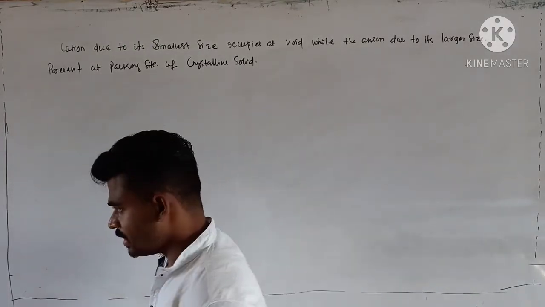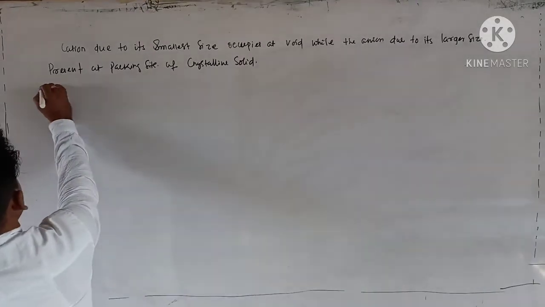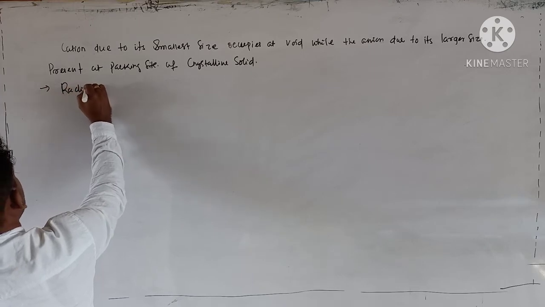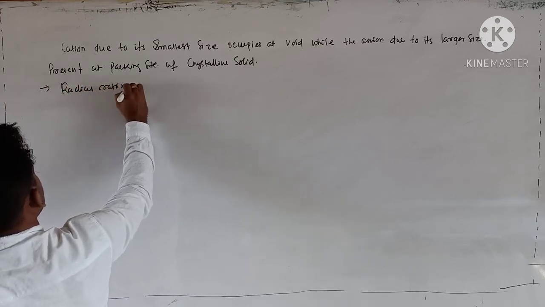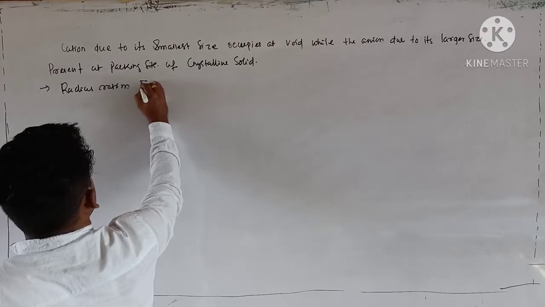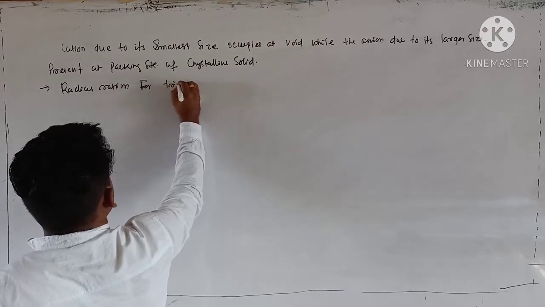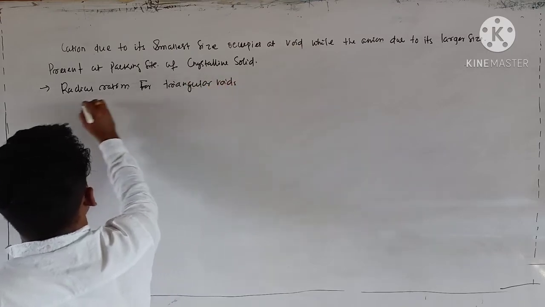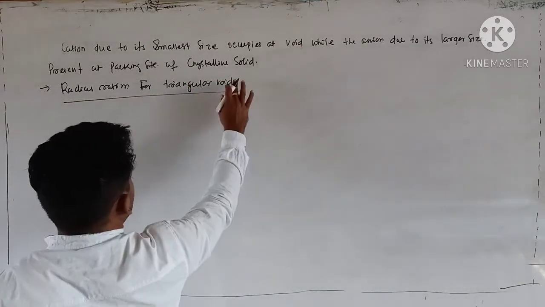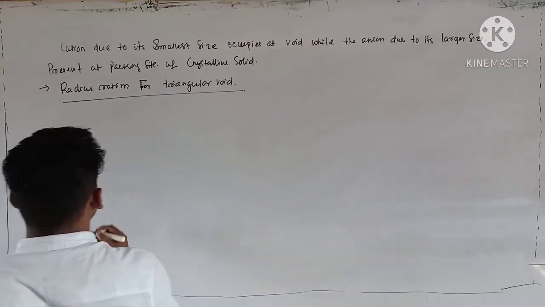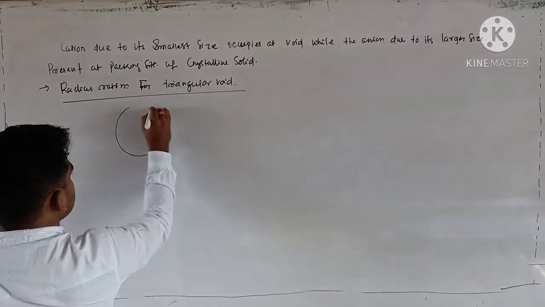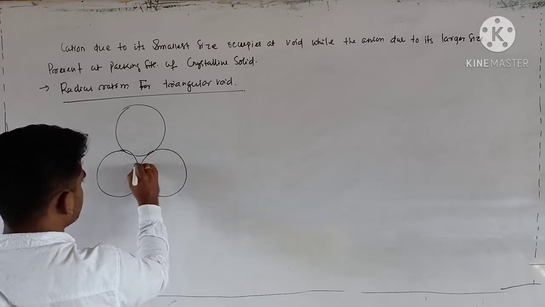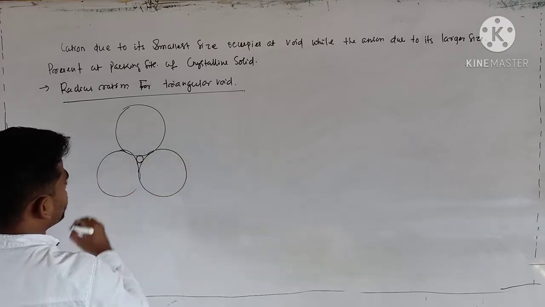So first one is the radius ratio for triangular voids. In a triangular void, generally it is something like this. This one is one sphere, this one is another sphere, and this one is another sphere. So this void is your triangular void.